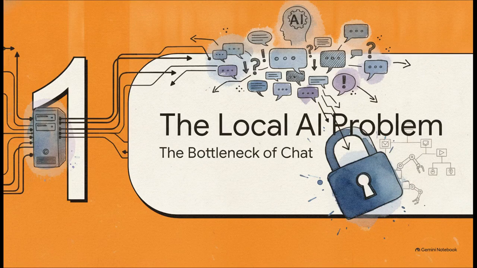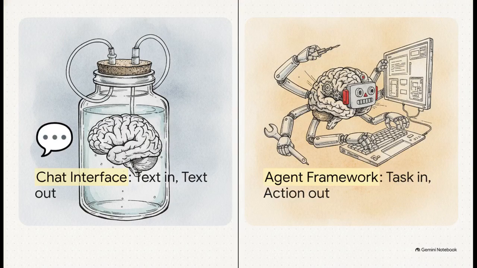Starting right off with Section 1, the local AI problem and the bottleneck of chat. This completely illustrates the core issue we're solving here. A standard chat interface is purely text in, text out. It's just a brain in a jar. You ask a question, it generates text. But an agent framework shifts this entire dynamic to task in, action out. Think of it as the brain versus the hands.